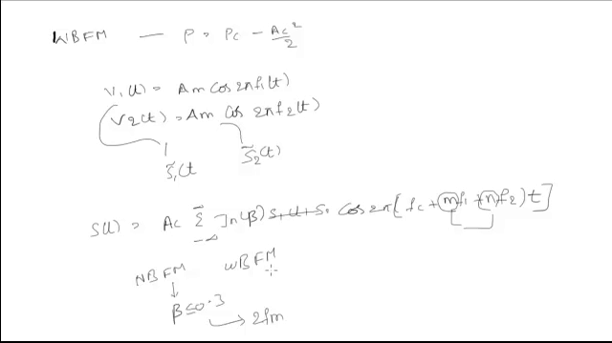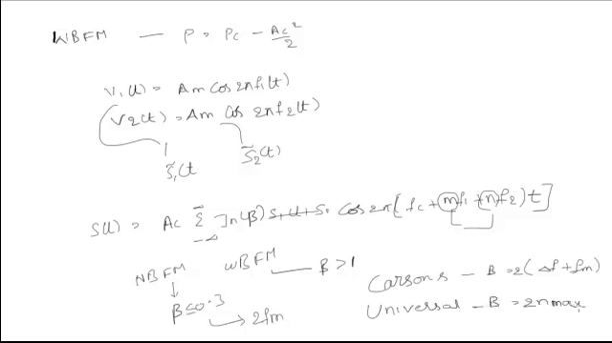Whereas in the case of wideband frequency modulation, where beta is greater than 1, we follow two different rules to define the bandwidth. One is Carson's rule and the other is the universal rule. According to Carson's rule, bandwidth is equal to 2 into (delta f plus fm). But according to the universal rule, bandwidth is equal to 2 n max into fm.